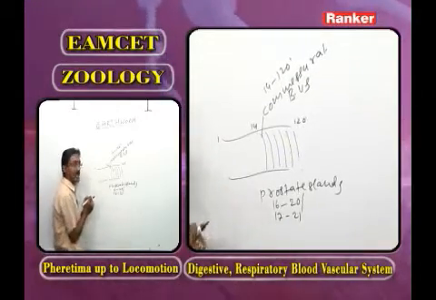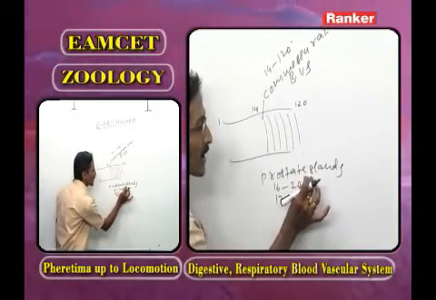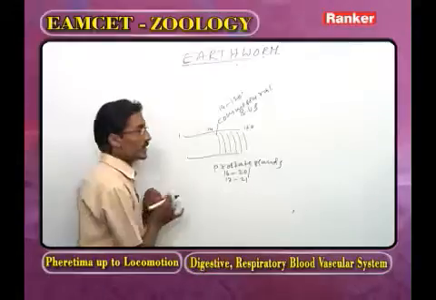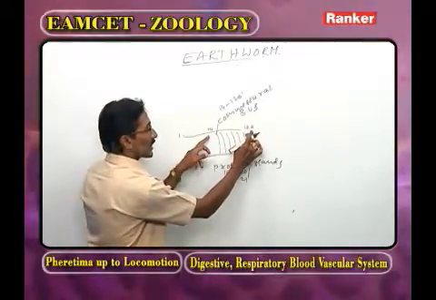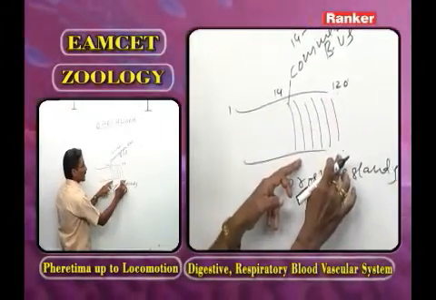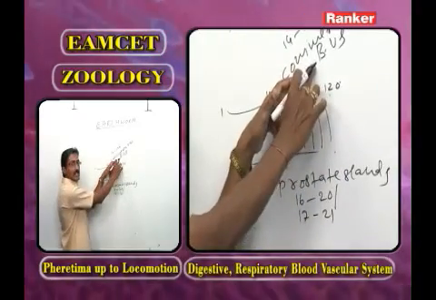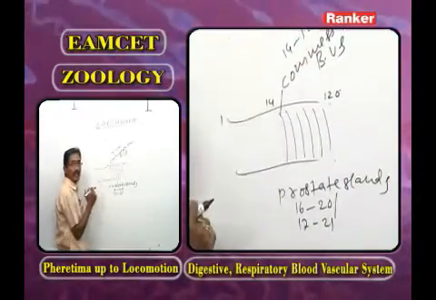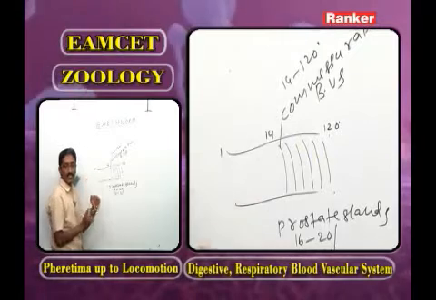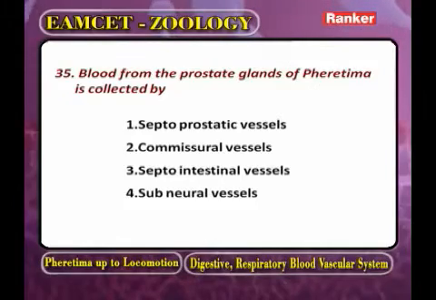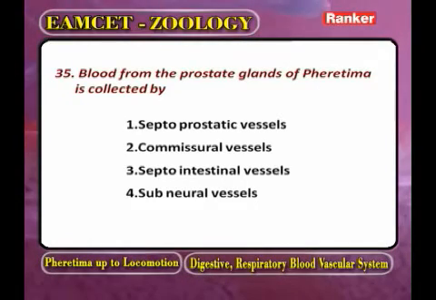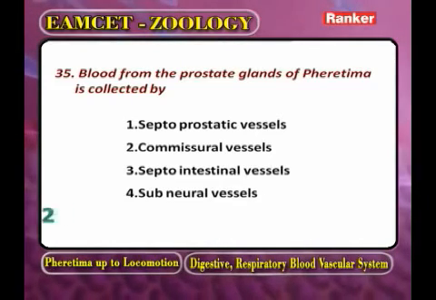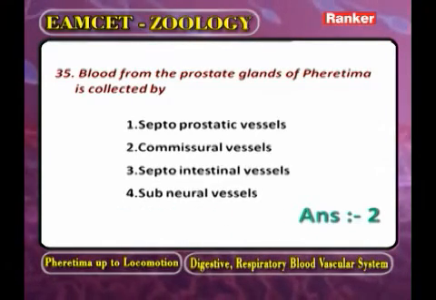Now, based on this information, the prostate glands are part of the reproductive system, beyond the 14th segment. The blood from the reproductive organs is collected by what type of blood vessels? The commissural blood vessels. Now you have to observe the options. One is septoprostatic vessels. Second one, commissural. Third one, septointestinal. Fourth one, subneural. What is the correct answer? That is the commissural vessels. Now move to the next question.